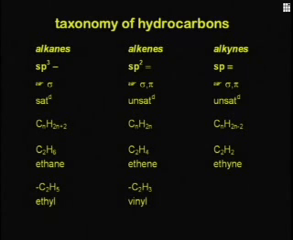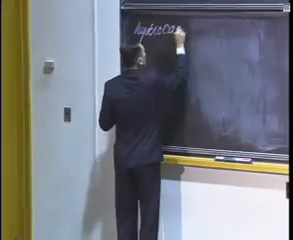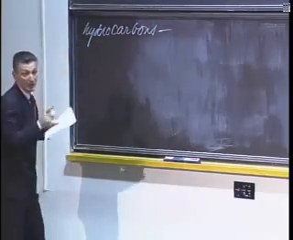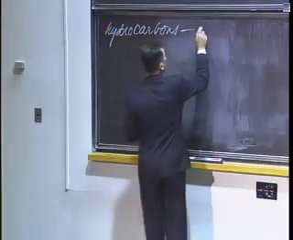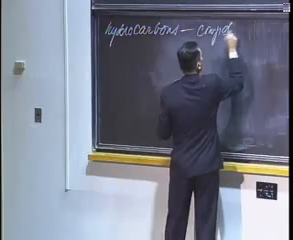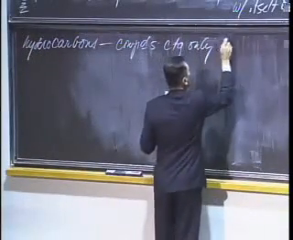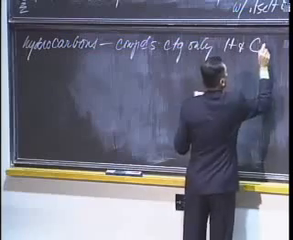So the first thing I want to do is look at the left-hand column called the alkanes. And these are hydrocarbons. The whole thing we're going to look at is hydrocarbons for starters. And these, as the name implies, are compounds containing only hydrogen and carbon.